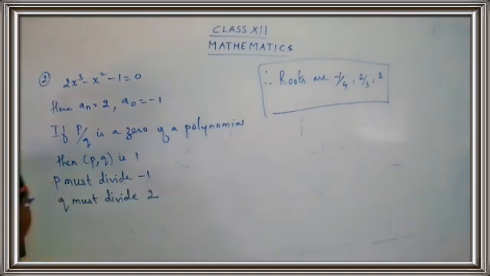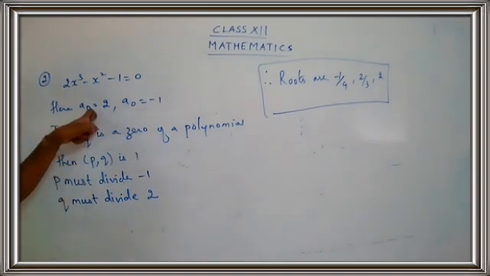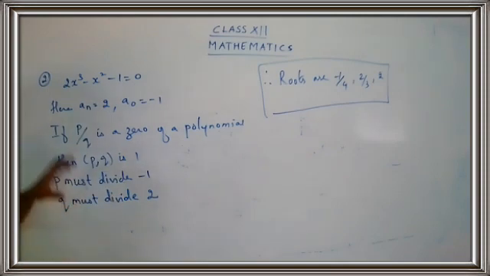Right. So first of all, you write a_n. What is a_n? You have a_n as 2. You have a_0 as minus 1. We are just using the rational root theorem. So if p upon q is a zero of a polynomial, then the LCM is 1. So p must divide minus 1, that is a_0, and q must divide a_n, that is 2. Are you clear till here? So just the theorem. We are just using the theorem. That's all. We have not done anything else.